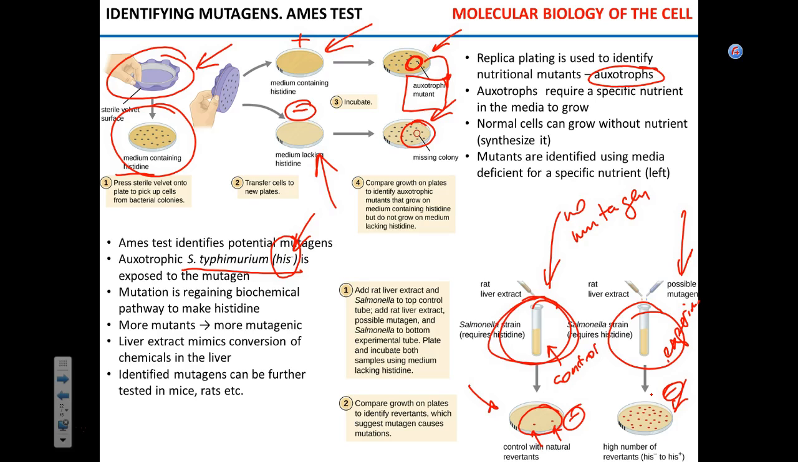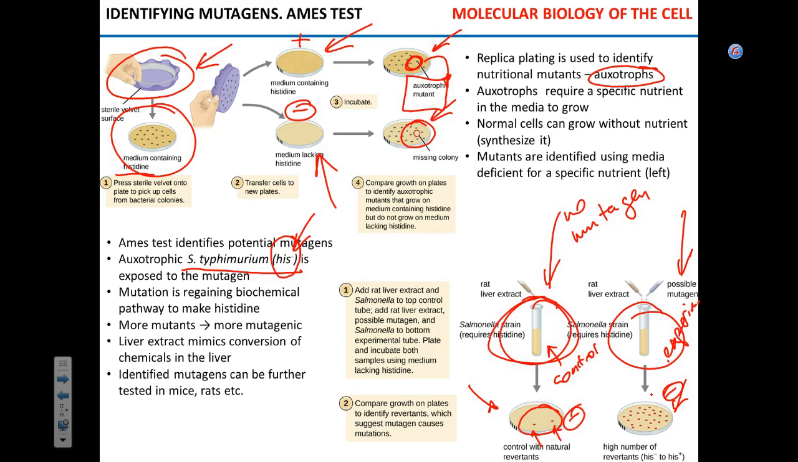Histidine. The mutant that was not exposed to the mutagen isn't supposed to grow on that histidine negative medium. Does that make sense? The mutant that was exposed, there's a good chance there are going to be several cells that now have reverted back to the original phenotype. Does that make sense? They mutated again to acquire the ability to make histidine by themselves.